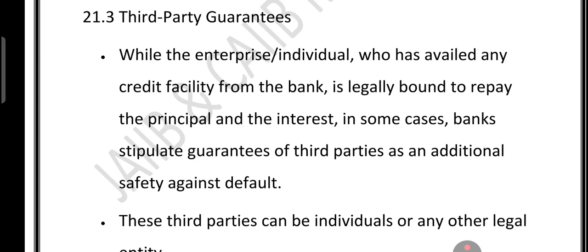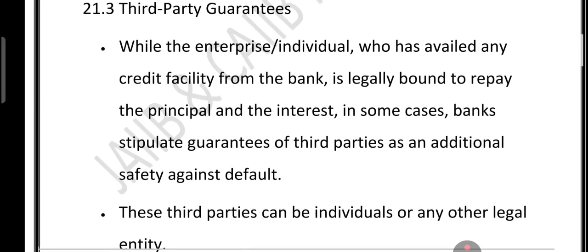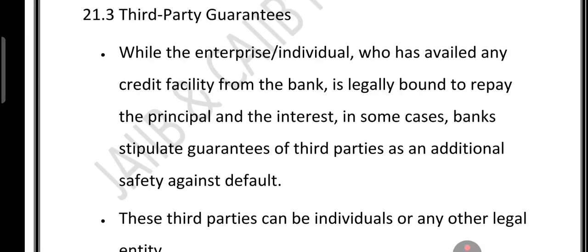So bank often asks for a third party guarantee, someone else who promised to pay if the borrower does not. But if the borrower is a sole proprietor or a partner in a firm, their personal assets are already at risk, so bank usually don't need extra guarantee from them.